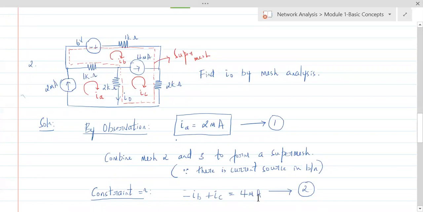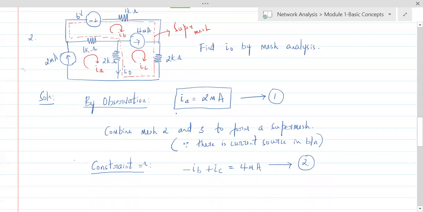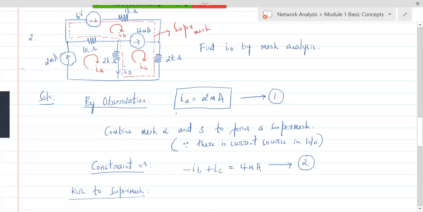We have to apply KVL to the supermesh. Fine, so let's do that. After we write the constraint equation, let's apply KVL to the supermesh. Now in the supermesh, how many currents are flowing? There are two currents flowing in the supermesh. Which currents are those? IB and IC. Which is outside the supermesh? IA is outside the supermesh. Everybody understand this? IA is outside the supermesh.